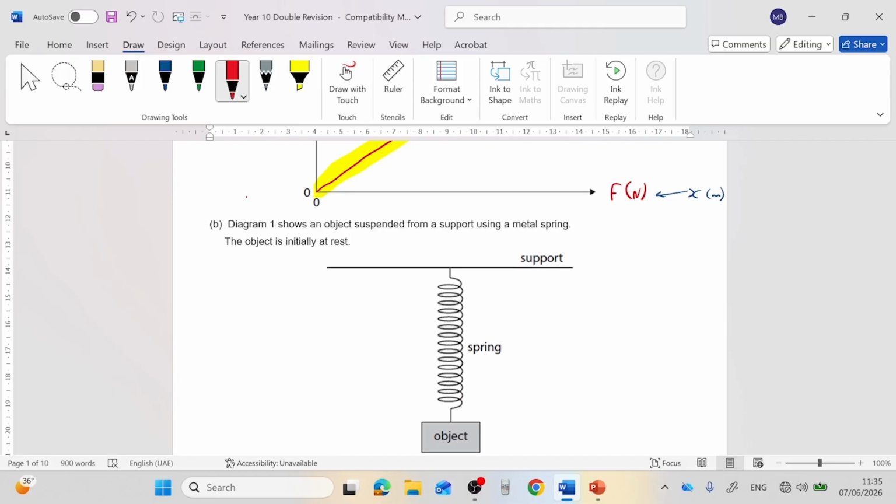For question B, diagram 1 shows an object which is suspended from a support using a metallic spring. The object is initially at rest. Initially at rest means its initial velocity is 0, and also it means the sum of all forces acting on this object is 0. This is Newton's first law.